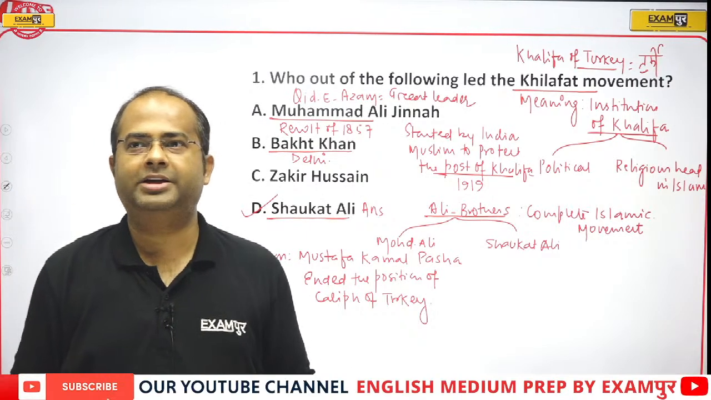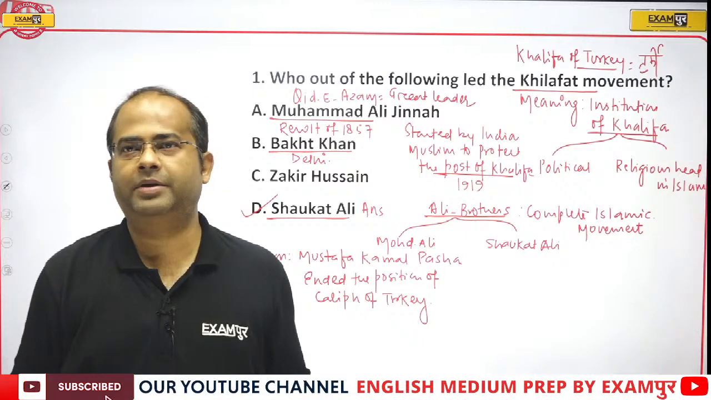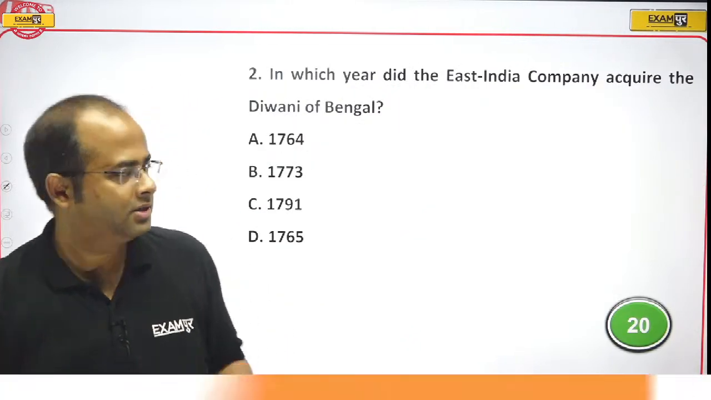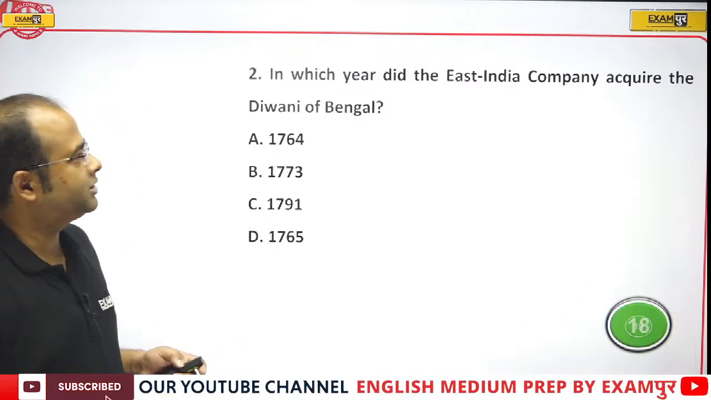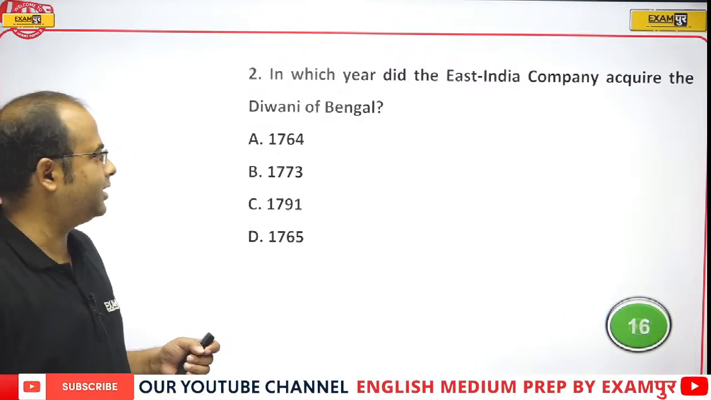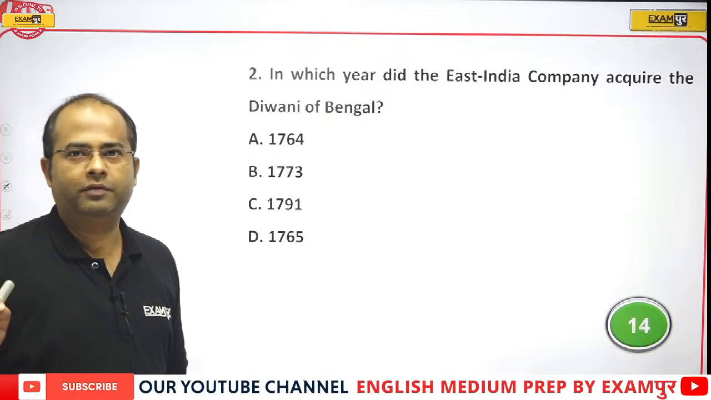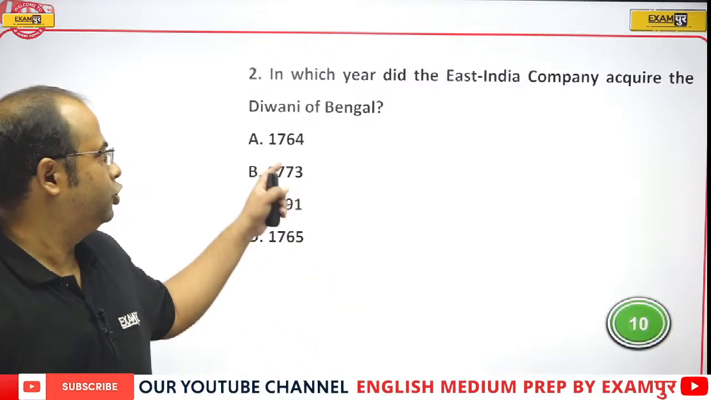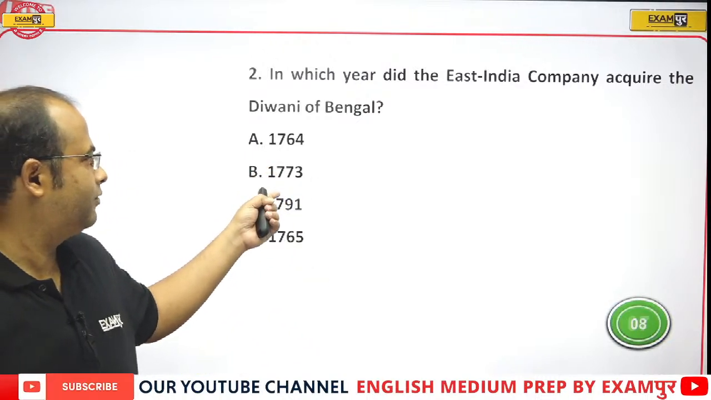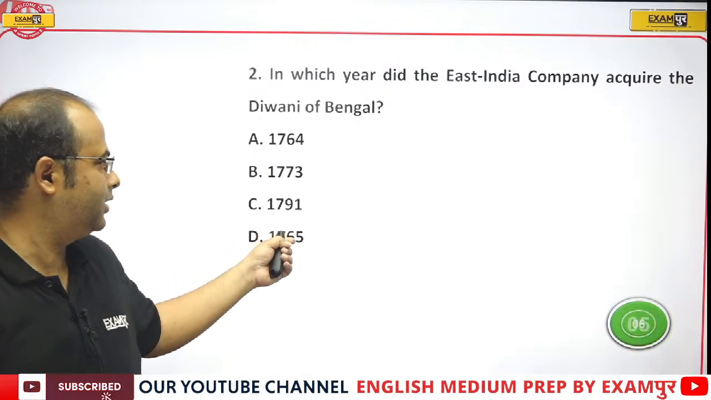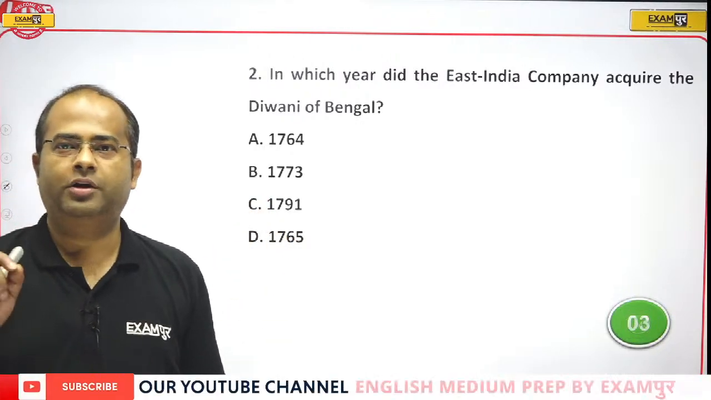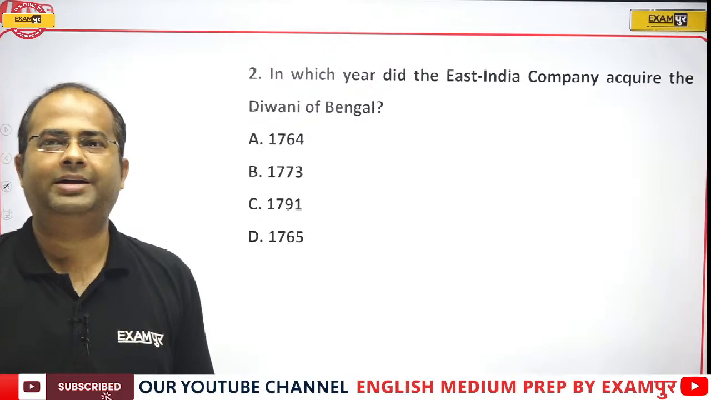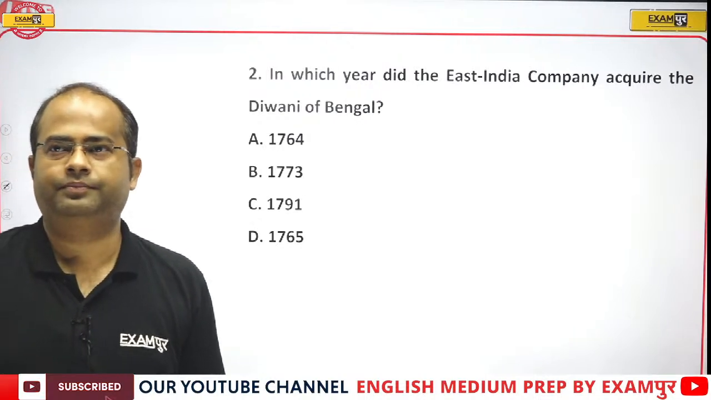Now I think, guys, it should be clear to all of you. Let's move to the next question and see what the next question is for us. Next question is, in which year did East India Company acquire the Diwani of Bengal? Your options are 1774, 1773, 1791 or 1765. So in which year did the British East India Company acquire the Diwani of Bengal?